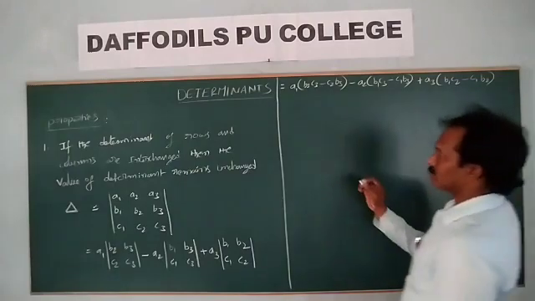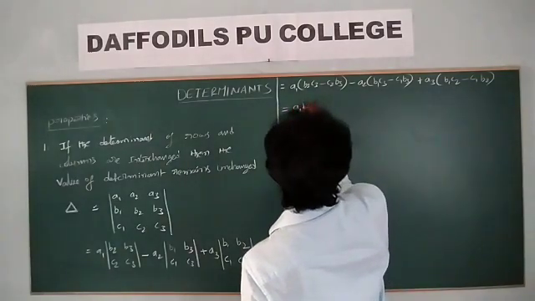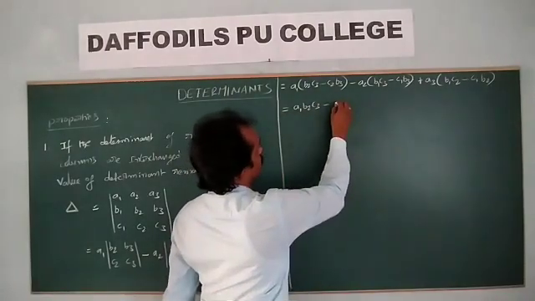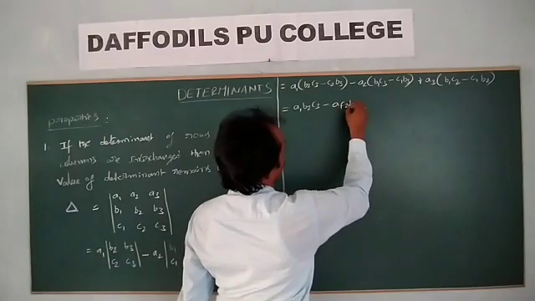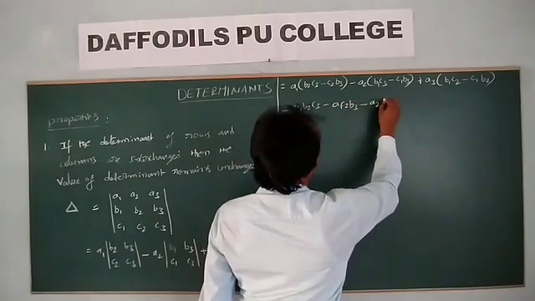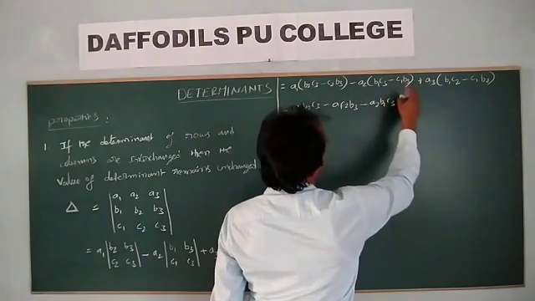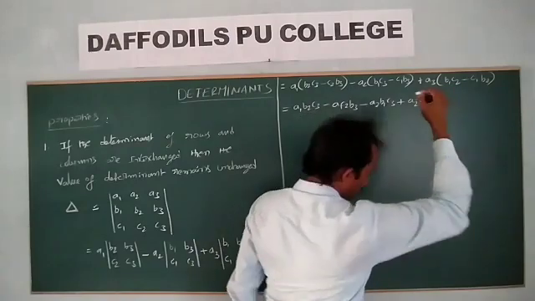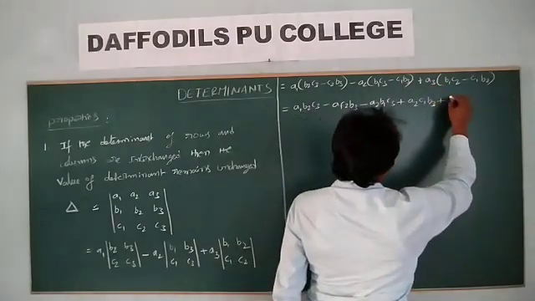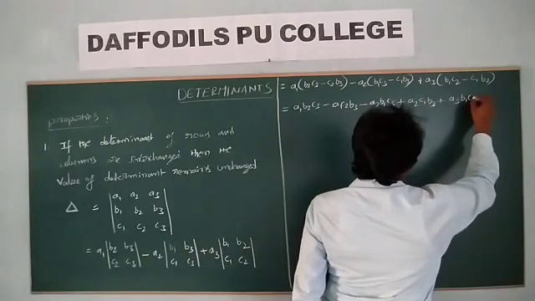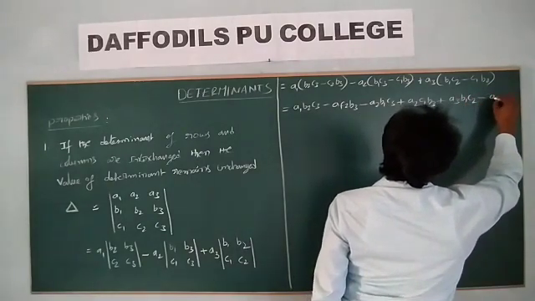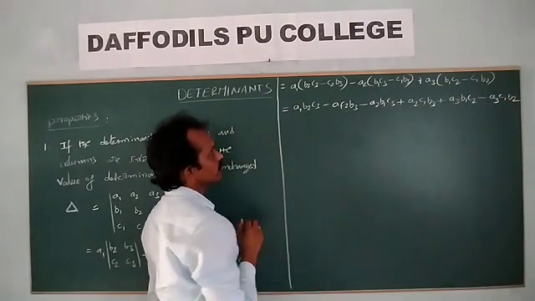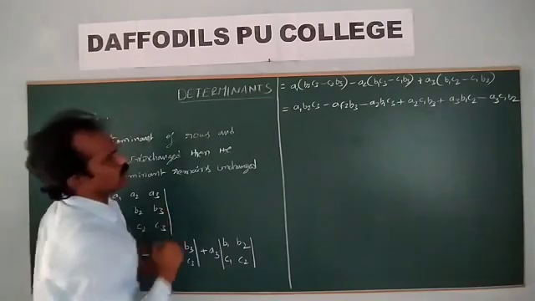Okay. Next, A1 B2 C3 minus A1 C2 B3 minus A2 B1 C3, minus into minus plus A2 C1 B3, plus A3 B1 C2 minus A3 C1 B2. So that is this determinant's value.